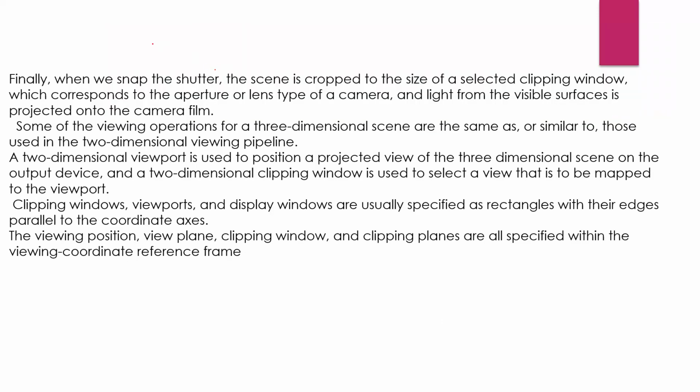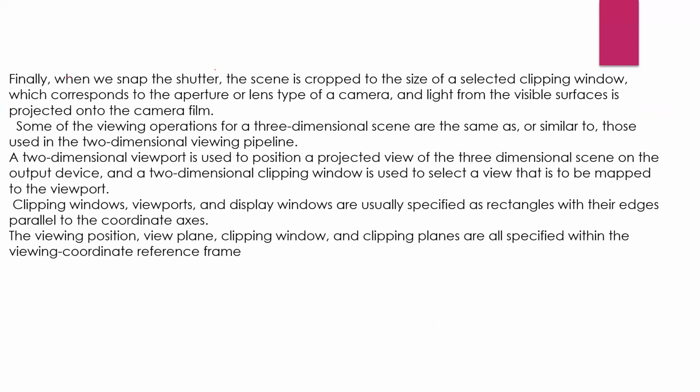Finally, when we snap the shutter, the scene is cropped to the size of a selected clipping window, which corresponds to the aperture or lens type of a camera, and light from the visible surface is projected onto the camera film. Some of the viewing operations for a three-dimensional scene are the same as or similar to those used in the two-dimensional viewing pipeline.